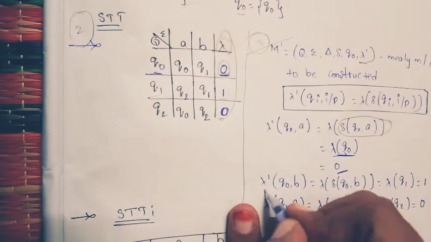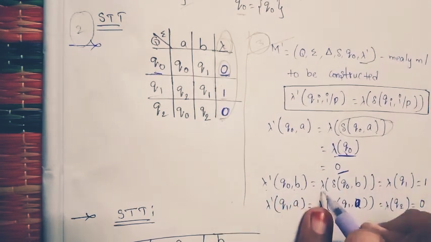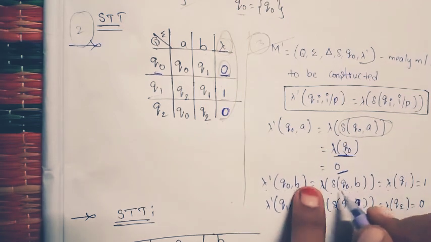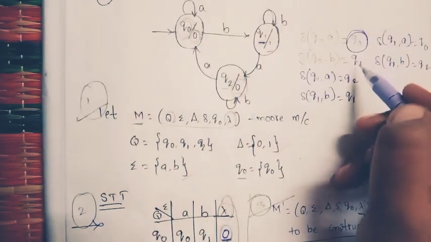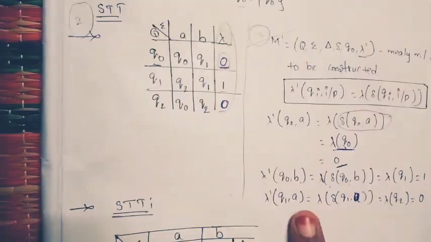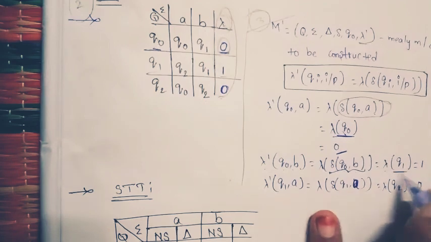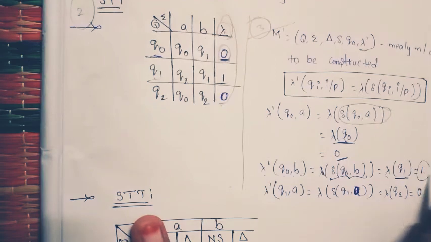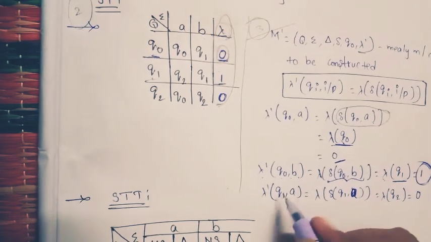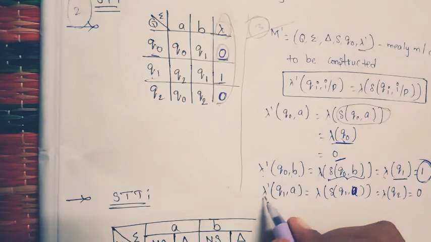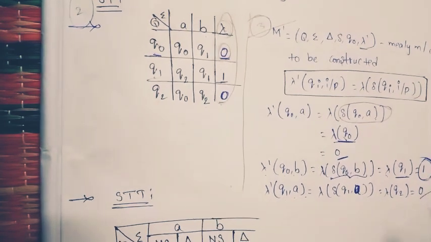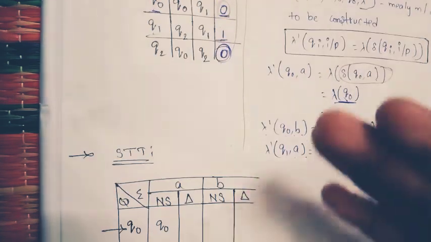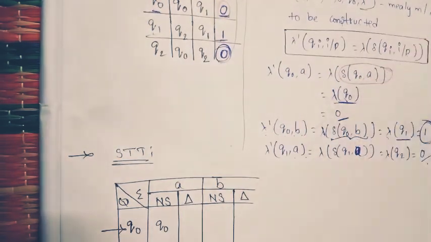Then let's come to the lambda dash of q0 comma b. Here lambda of delta of q0 comma b equals lambda of q0 comma b. What's the value, guys? Here we have q1. Just replace it here, in its place we are just writing q1. Then lambda of q1 from the table, it is output 1. Just write the 1 here. Then next, like that only, I am computing lambda dash of q1 comma a, that is I got 0. That means lambda of q2, that is 0. I just put it here, guys. So the remaining things you need to compute, and it is so easy for you to get the answer.